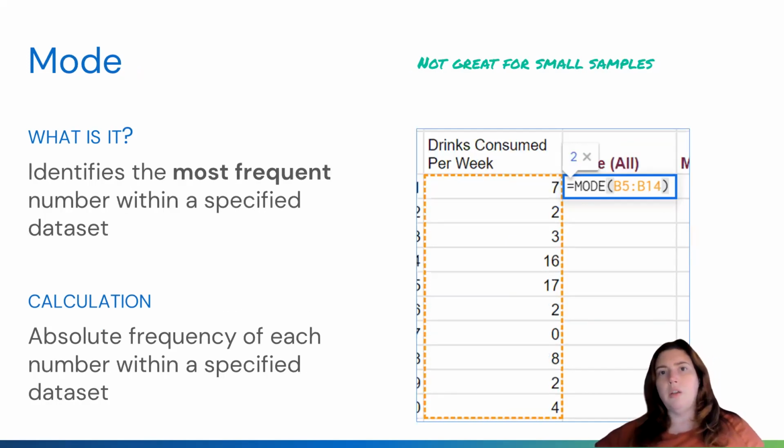Another way you can look at central tendency is mode. This is not really great for small samples, which I'll get to in a second. But what mode does is identify the most frequent number within a specified data set. So imagine this is a number of drinks that are consumed per week. So alcoholic drinks. So you've got a number of drinks per week.